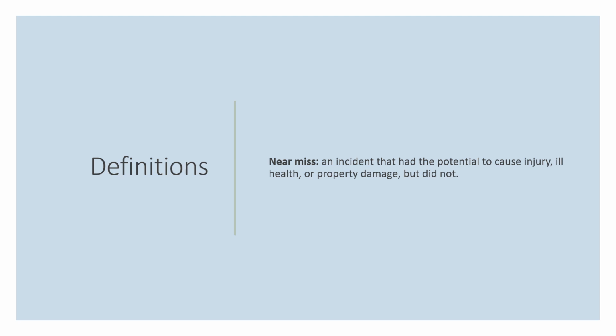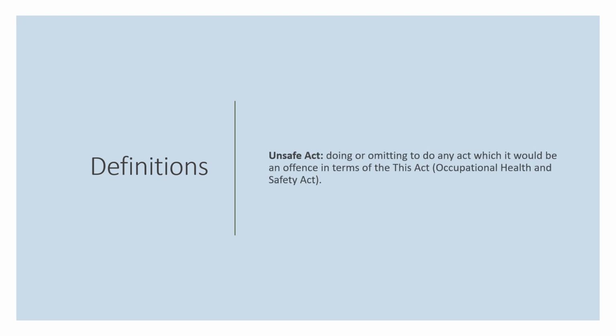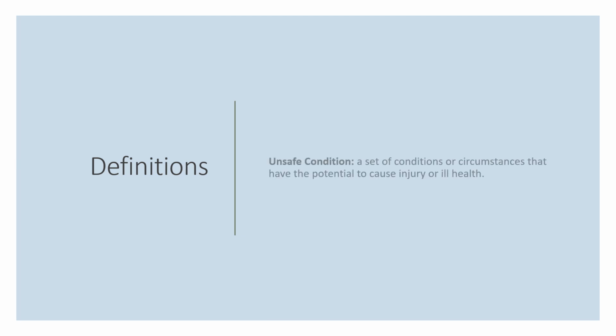A near miss is an incident that had the potential to cause injury, ill health, or property damage, but did not. An unsafe act means doing or omitting to do any act which it would be an offense in terms of this act. An unsafe condition is a set of conditions or circumstances that has the potential to cause injury or ill health.